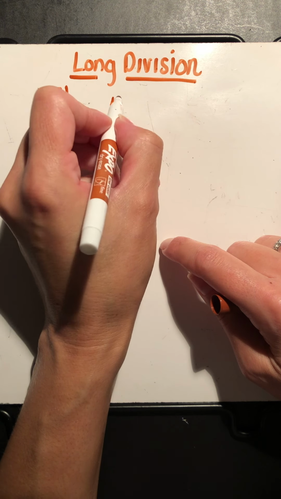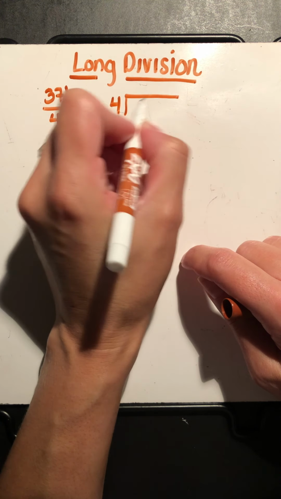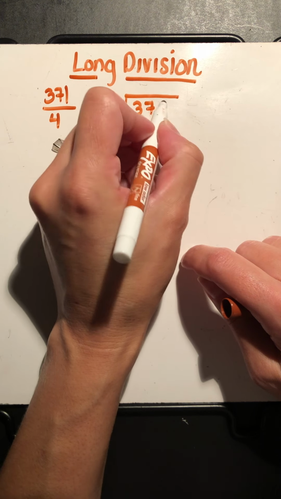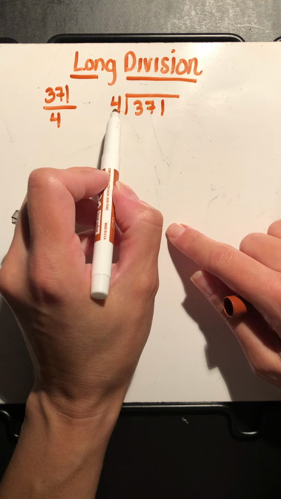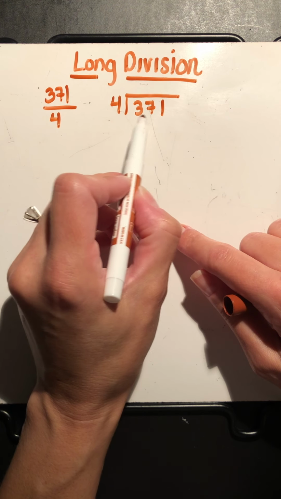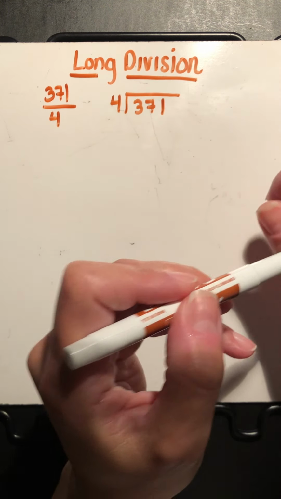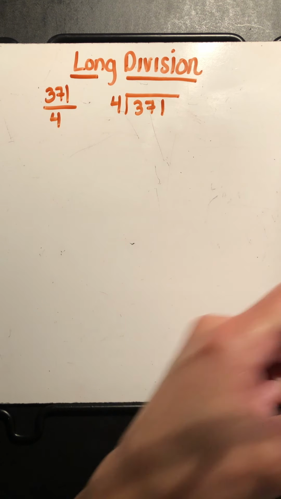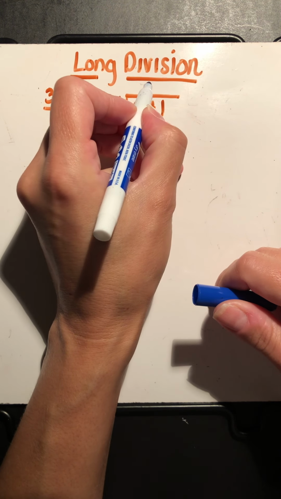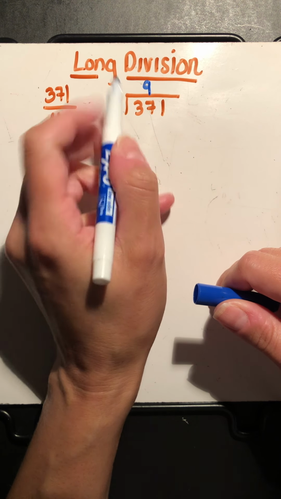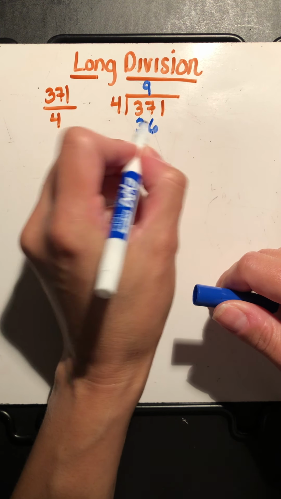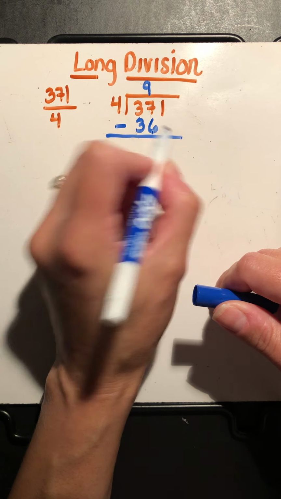So I have 4 and I want to see how many times it goes into 371. Really quickly, you remember that you're going to look at 4 and you're going to look at 37 and say how many times does 4 go into 37? And you're going to say, oh, that's 9 times. And you're going to put the 9 here above the 7. Then you're going to multiply 9 times 4 and you're going to get 36. Then you're going to subtract.